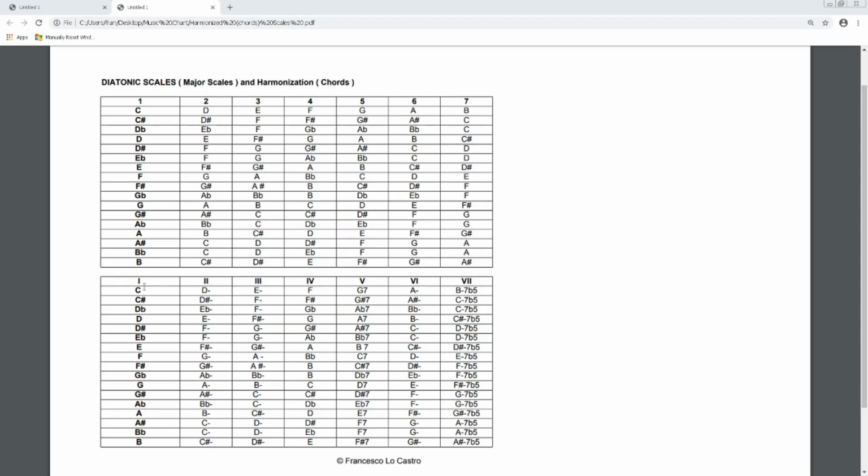And now you're looking at the same Roman numbers: 1, 5, 6, 4. In the key of B, 1 is B. Then you have F sharp major, because as I say, we're only using the first 3 notes. Then you have G sharp minor, and then you have E major. B.